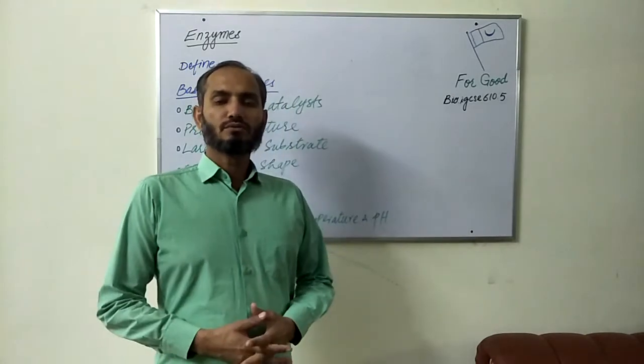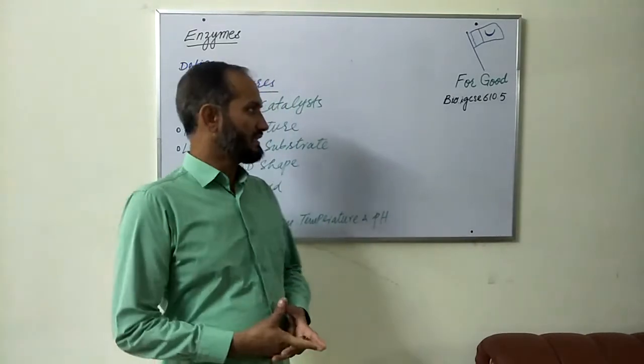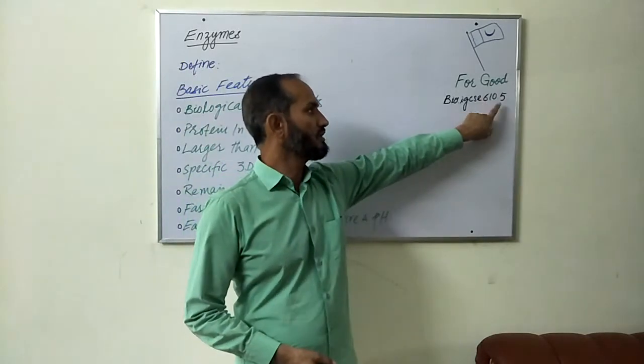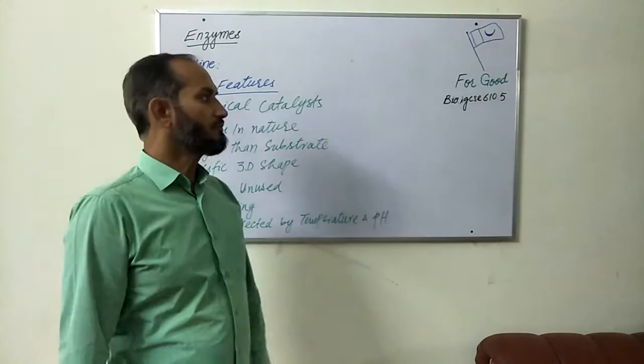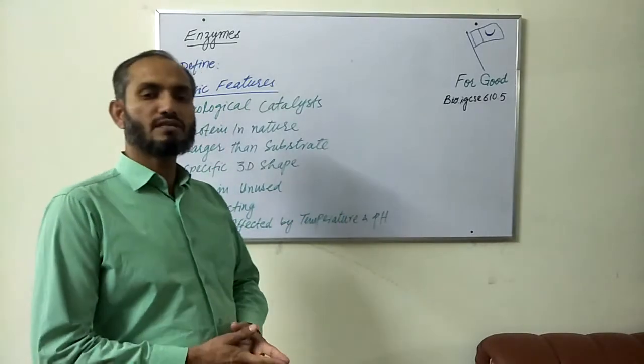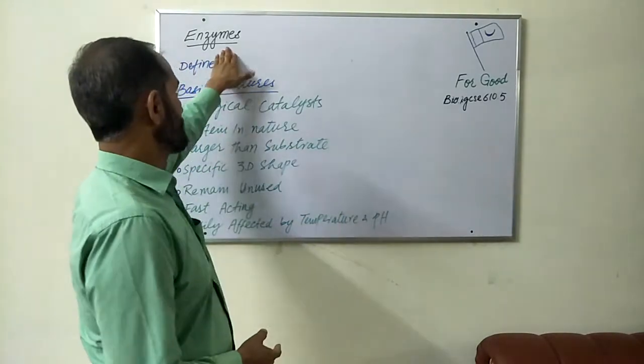You are welcome to Biology O Levels IGCSE 610. We are going to discuss chapter 5. And chapter 5 of Biology O Levels IGCSE is about enzymes.